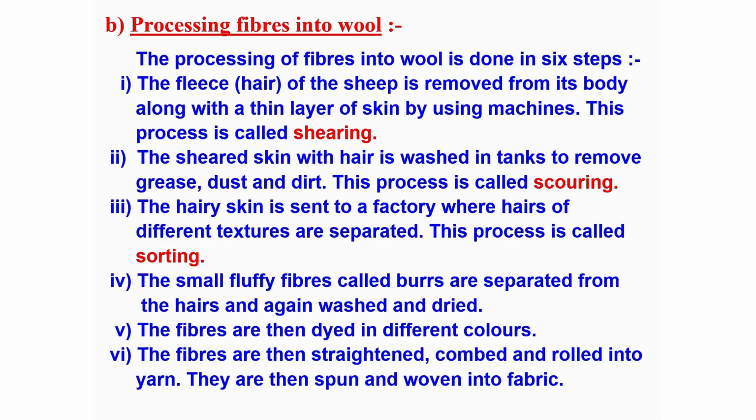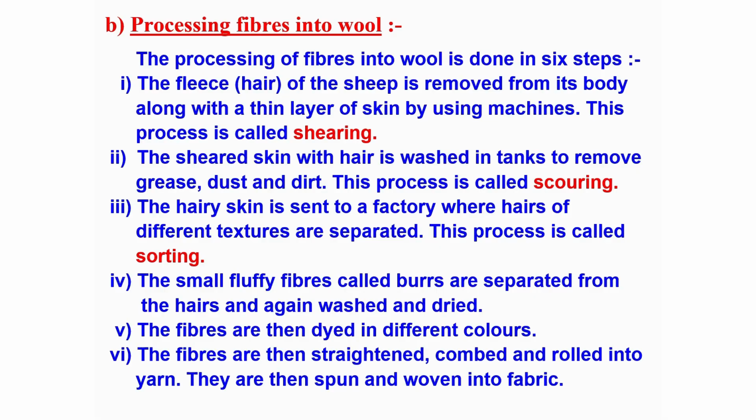Processing fibers into wool. The processing of fibers into wool is done in 6 steps. The fleece, that is hair of the sheep, is removed from its body along with a thin layer of skin by using machines. This process is called shearing. The sheared skin with hair is washed in tanks to remove grease, dust, and dirt. This process is called scouring.